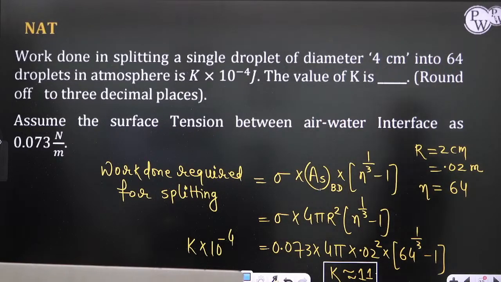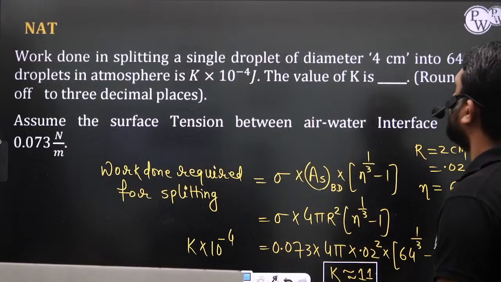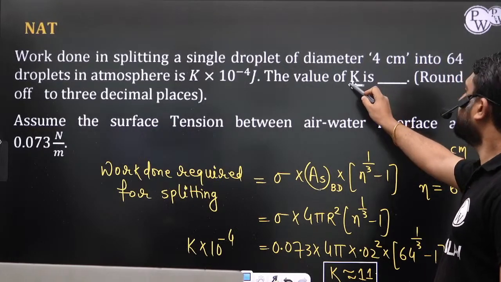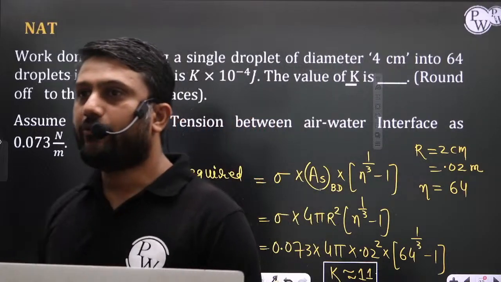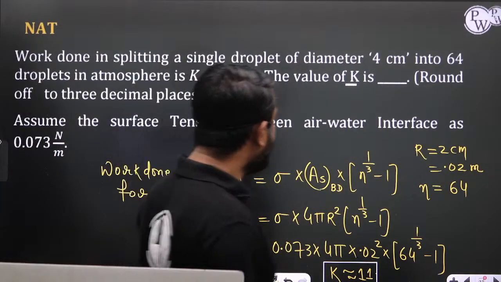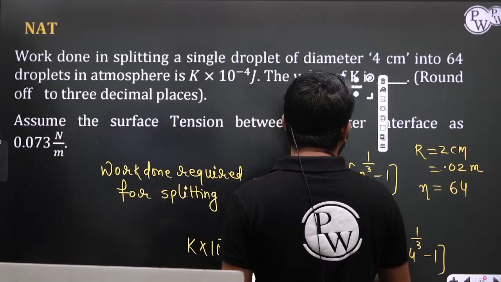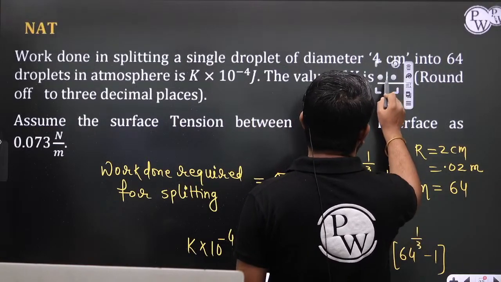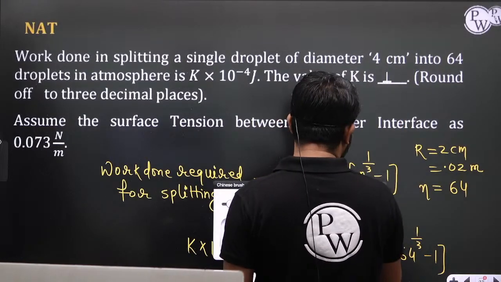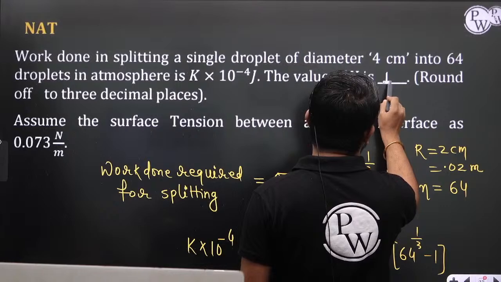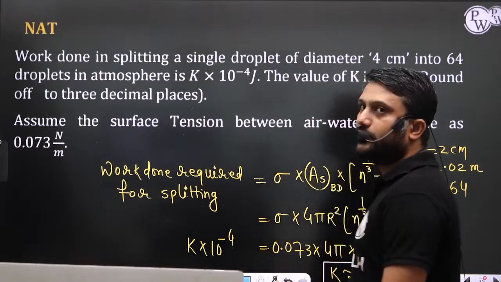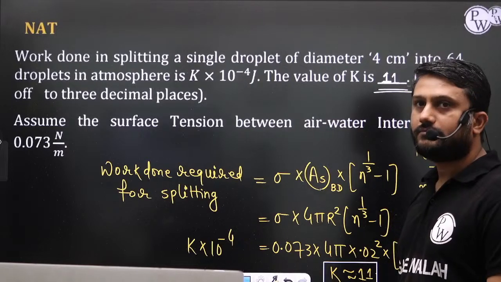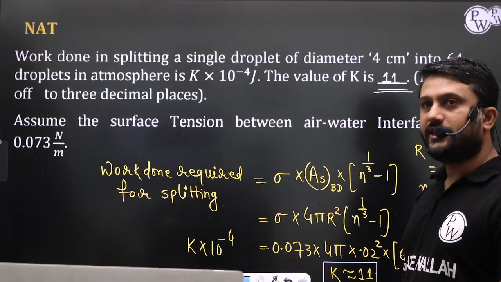What is the value of k that you are getting? Yes, 11.002. Yes, approximately equal to 11. So the correct answer is 11. The value of k is approximately equal to 11. Is it okay?